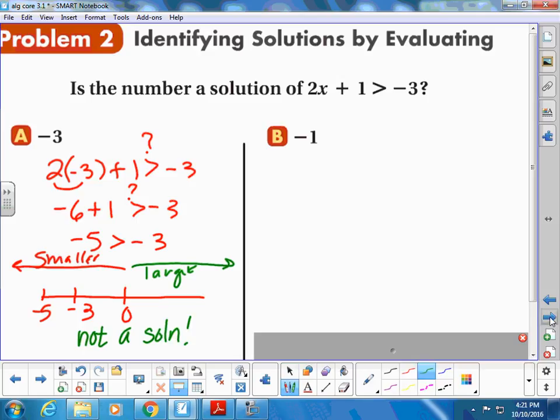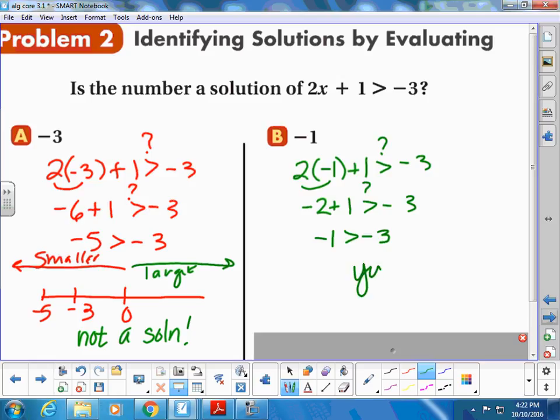Now let's try -1. Same thing, we're going to replace the x with -1. Is that greater than -3? So 2 times -1, -2 plus 1. How is that looking compared to -3? -2 plus 1 is -1. Is that greater than -3? Well, again, on the number line, if you think of it, -1 is further to the right than -3. So yes, it's a solution.